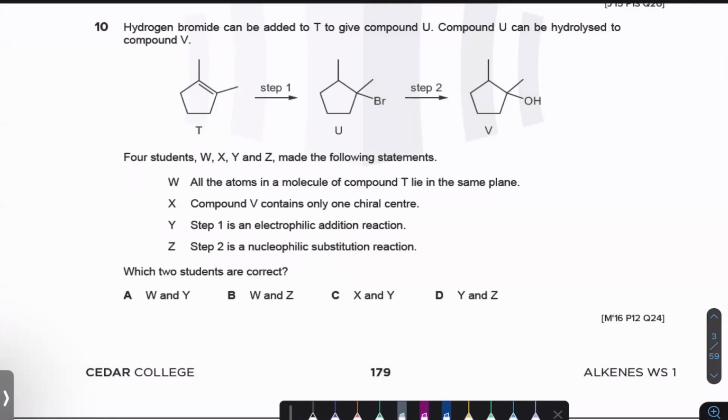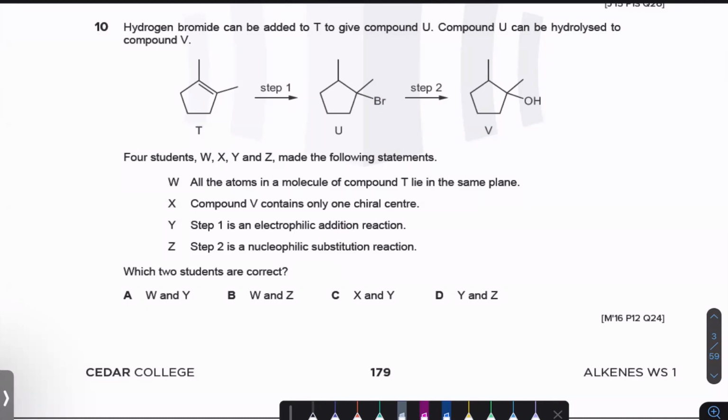Step 2, this bromine has been displaced by OH. We will talk about this reaction in detail in the next chapter. अभी के लिए ये step 2 को मैं discuss नहीं कर रहा. Step 1 को देखते हैं. Does any statement work on that?